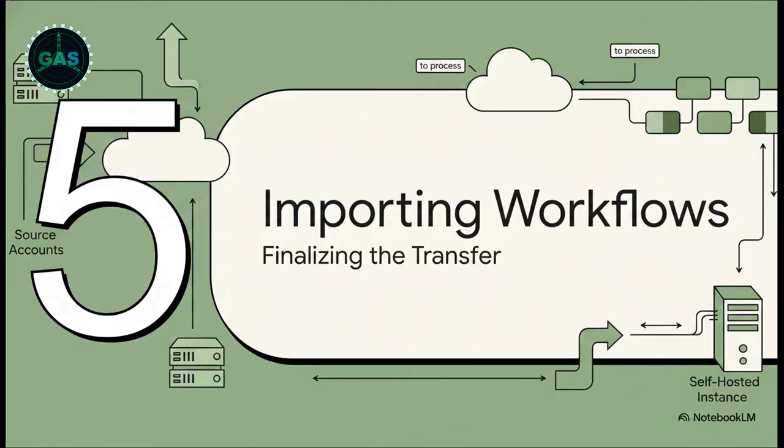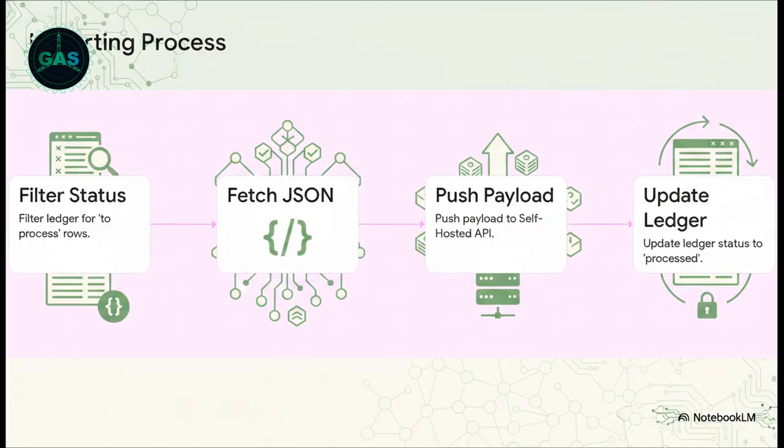Which brings us to Section 5, importing to self-hosted accounts and finalizing the transfer. Here's where the magic of that logged migration really pays off. The automation reads your Google Sheet ledger. Step 1, it filters for any rows marked to process. Step 2, it loops through those IDs one by one, fetching that huge JSON workflow object we just talked about. Step 3, it pushes that payload directly to your new self-hosted API, completely rebuilding the workflow on the other side. And lastly, step 4, it securely updates the ledger status to processed. This totally prevents any duplication and guarantees a super clean sweep of your assets.